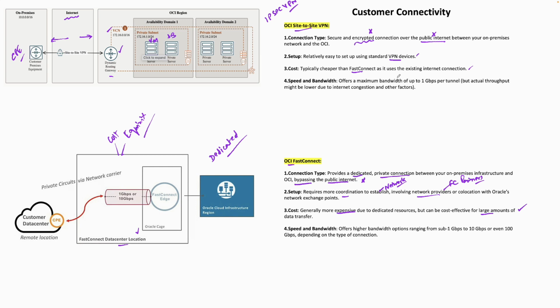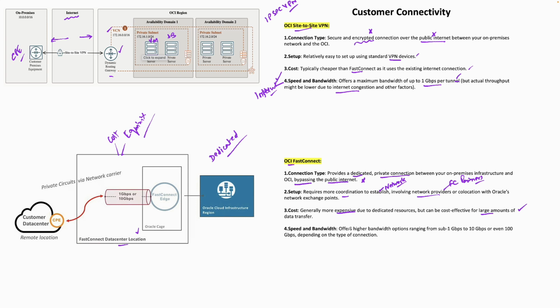Now we compare the speed and bandwidth. So always remember, here you are limited by the speed of the internet, right? Or your network provider, whoever is giving you the internet. So it offers a maximum bandwidth of 1 Gbps per tunnel. You can have multiple tunnels, but actual throughput might be low due to internet congestion. So always remember, if there is traffic or congestion on the internet, then you would obviously have much less speed and bandwidth. The maximum you can go is around 1 Gbps. That's what Oracle normally says.